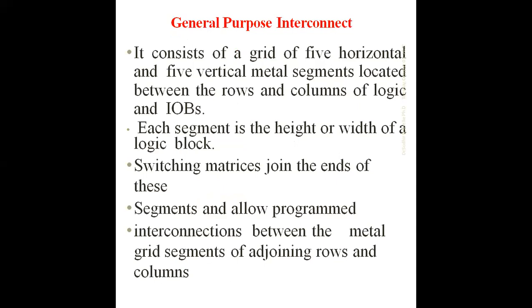What is general purpose? The general purpose interconnect consists of 5 horizontal and 5 vertical metal segments located between the rows and columns of the logic and IOBs. Total 5 vertical lines and 5 horizontal lines are present. They have been interconnected, fixed in between the IO as well as between the CLBs. These are metal lines located in the rows and columns between the CLB and IO.